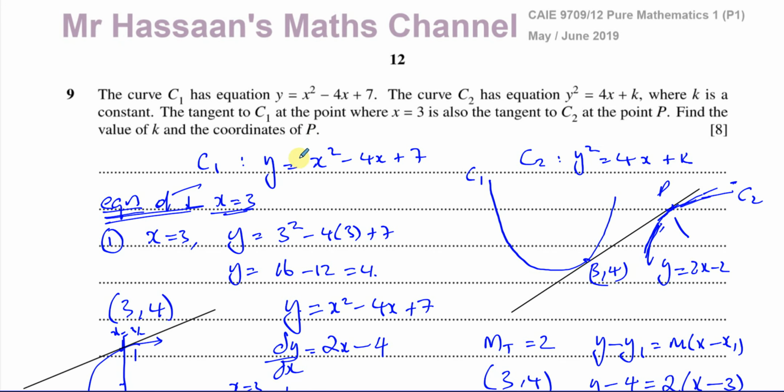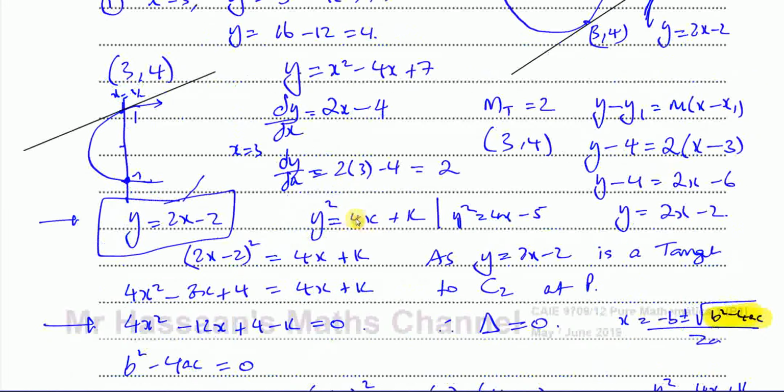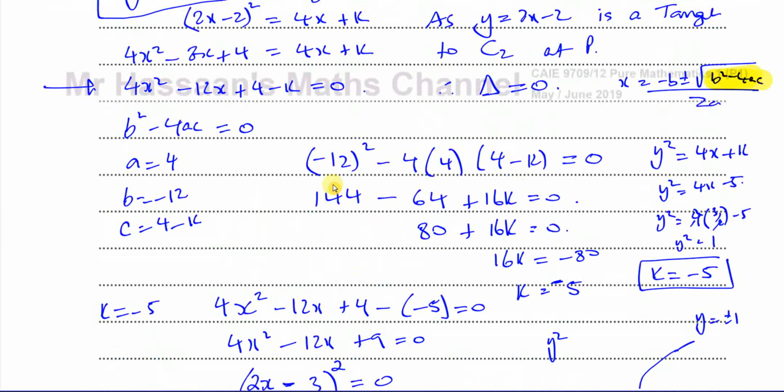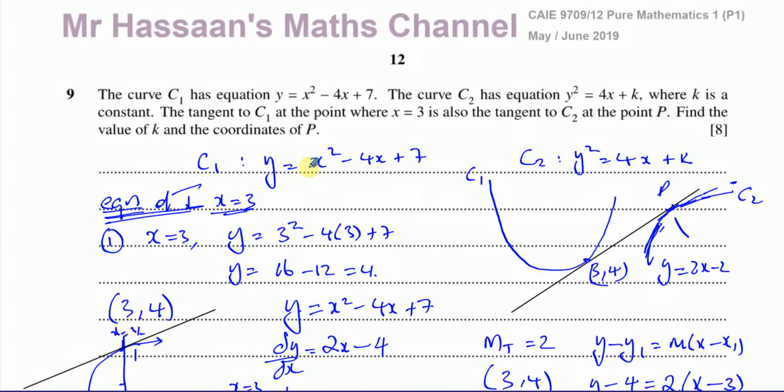There are alternative ways of solving such a question, using the gradient function as well, but I think this is by far the simplest way of dealing with it. So overall, at the point x equals 3, there's a line which is a tangent to the curve. That same tangent is a tangent to the other curve at the point P. We have to find the coordinates of that point P and this constant in the second curve, which we don't know.